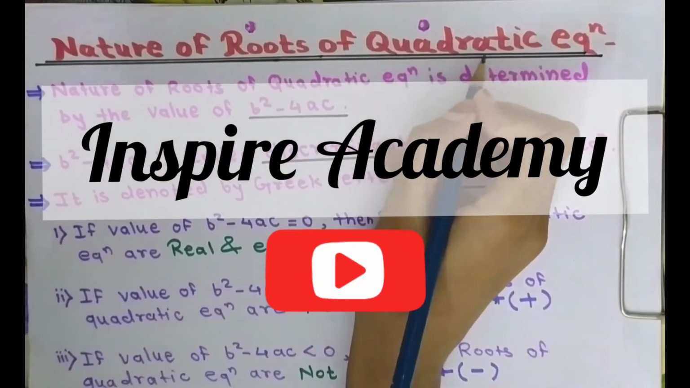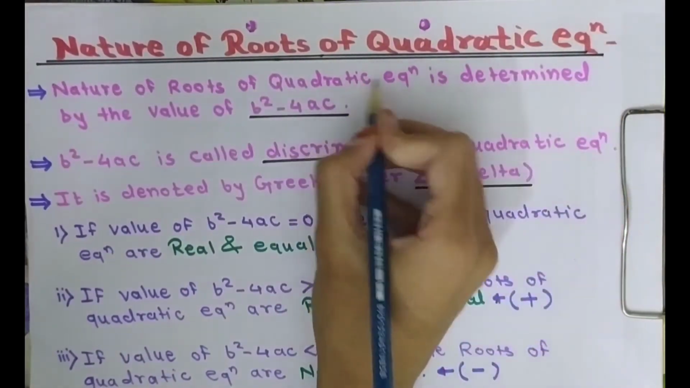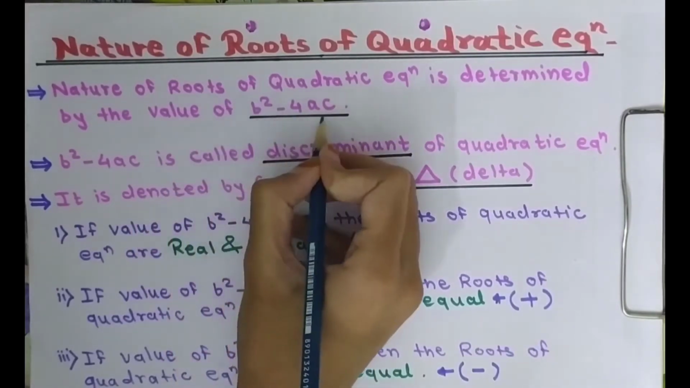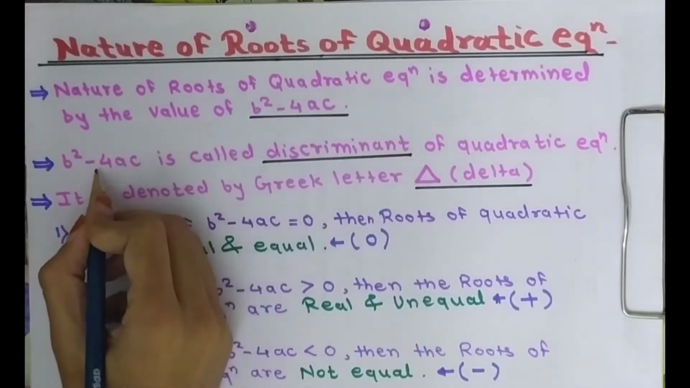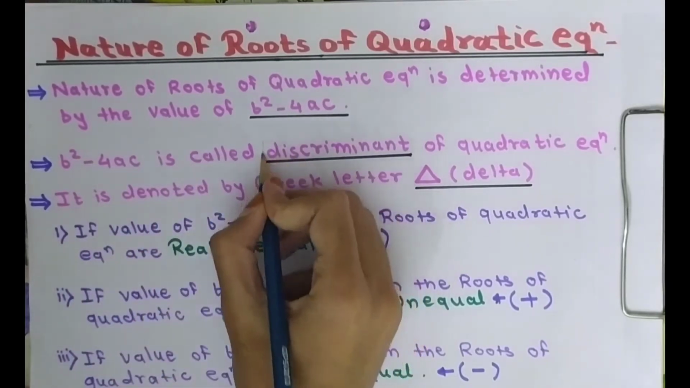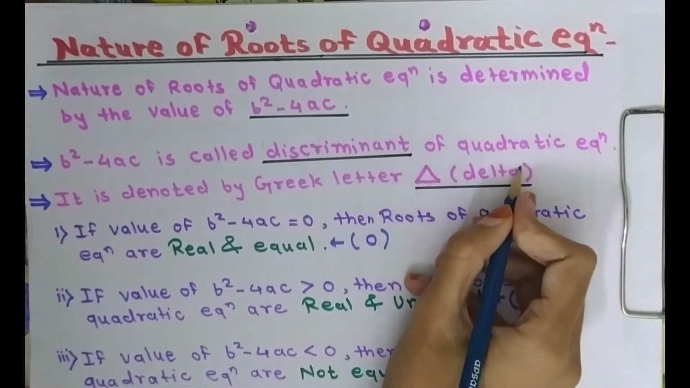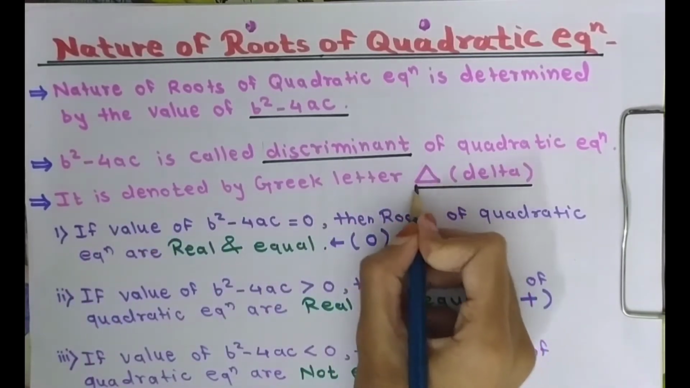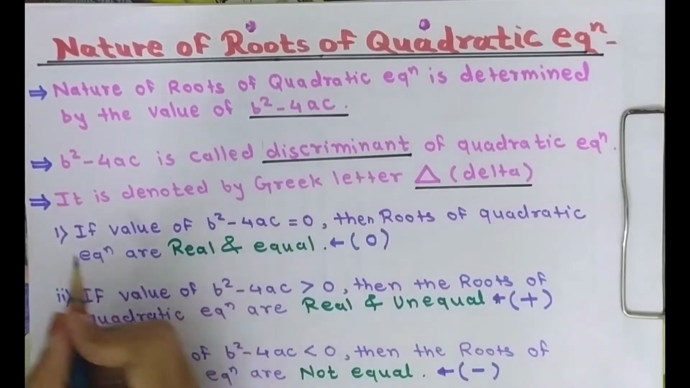Nature of roots of quadratic equation. We find a quadratic equation's nature by the value of b square minus 4ac. So b square minus 4ac is called the discriminant of the quadratic equation, and it is denoted by the Greek letter delta.